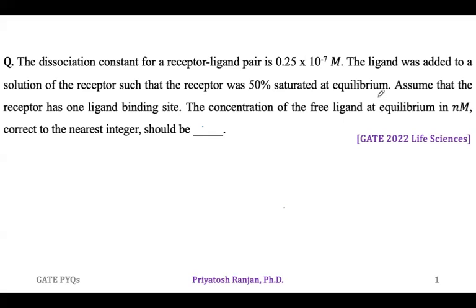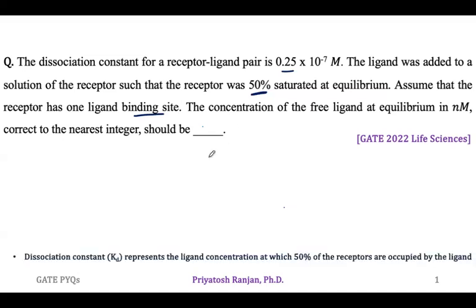Welcome everyone. Let's discuss another question from the GATE previous year questions. The question is: the dissociation constant for a receptor-ligand pair is 0.25 × 10^-7 molar. The ligand was added to a solution of the receptor such that the receptor was 50% saturated at equilibrium. Assume that the receptor has one ligand binding site. The concentration of the free ligand at equilibrium in nanomolar, we need to report.